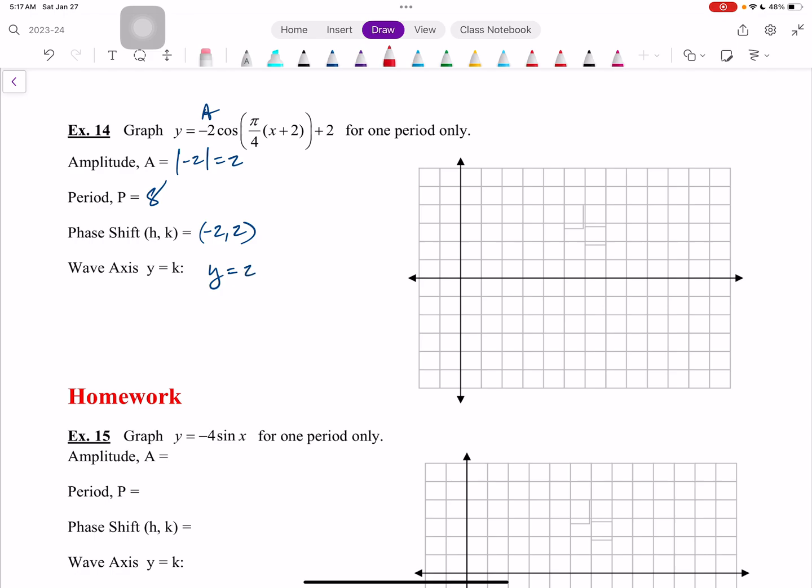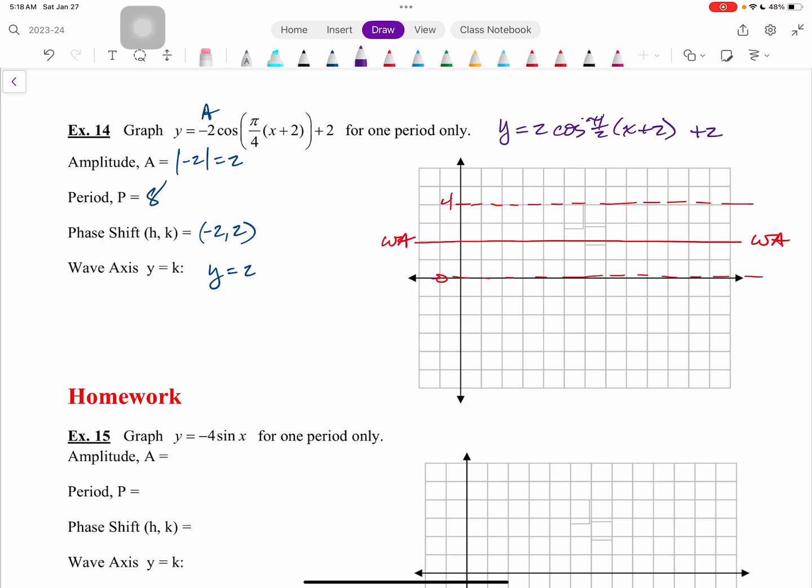So draw the wave axis first. Draw your guiding lines, go up 2, and go down 2. Okay, so it's got to oscillate here because it's got to go above and below the wave axis 2 units. Okay, so now here's the difference. I'm going to pretend A is +2, so I'm going to graph this function first.